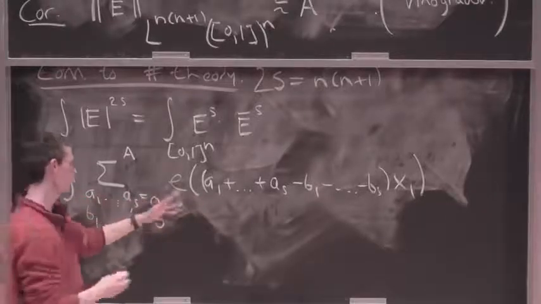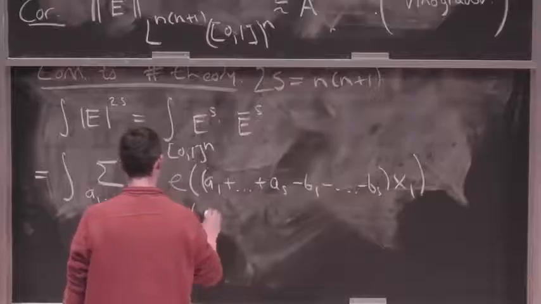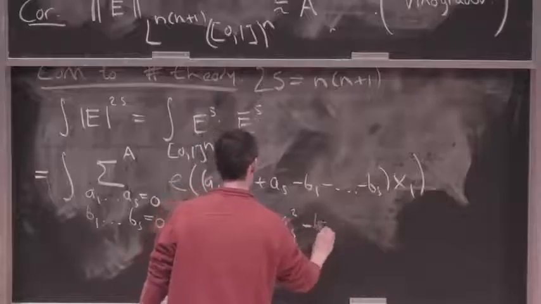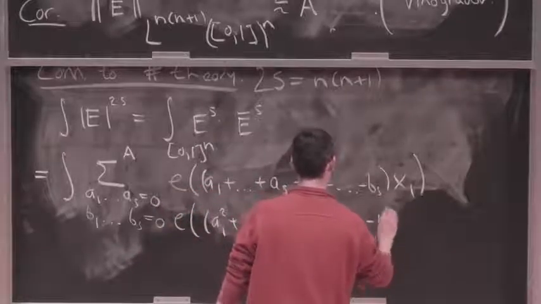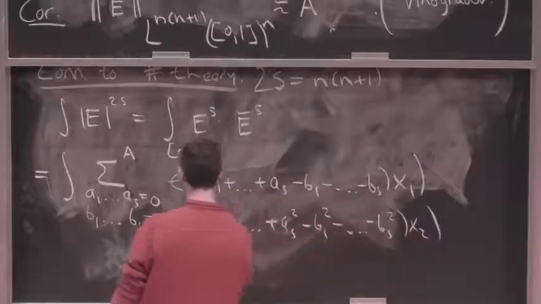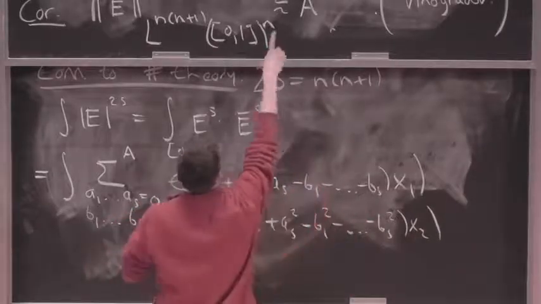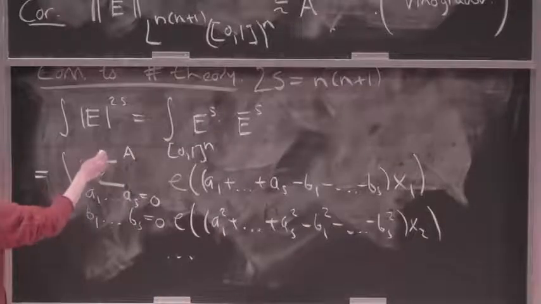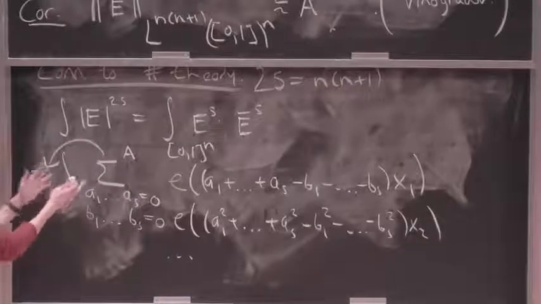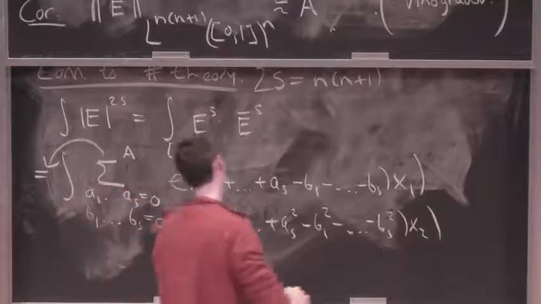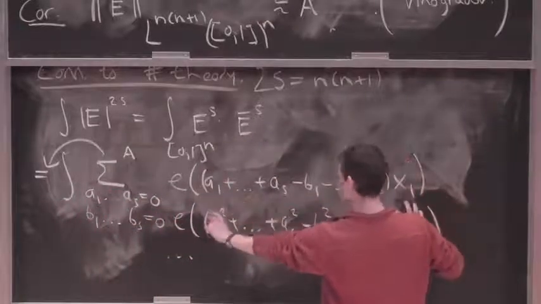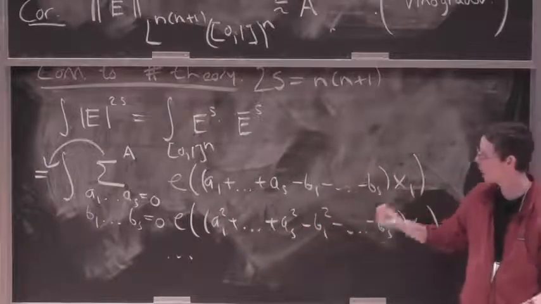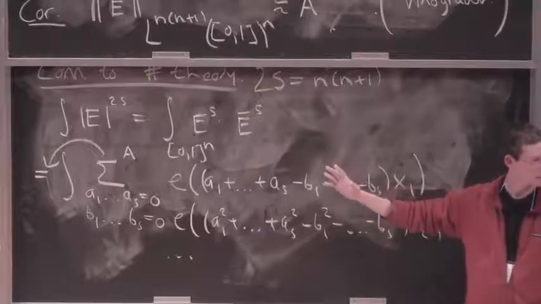OK. So then if we do the same thing with x2, we'll have a1 squared plus as squared minus b1 squared minus bs squared x2, and so on up to xn. OK. We take this sum out of the integral. We have a sum of a whole bunch of terms. And as I was saying before, if each of these numbers is 0, then we get a contribution of 1. And if any of these numbers is not 0, then we get a contribution of nothing.